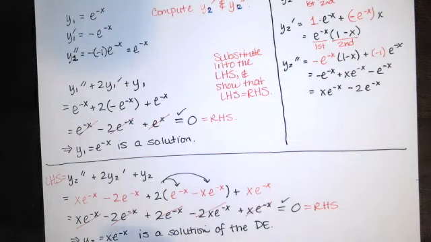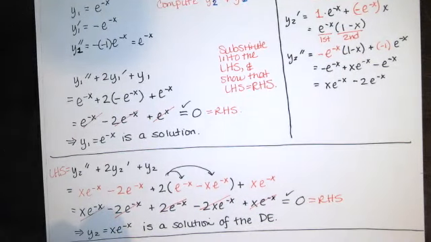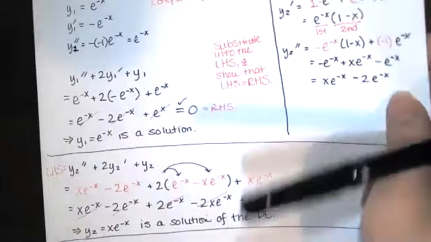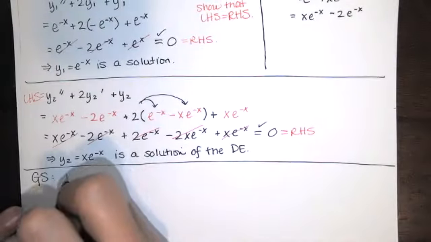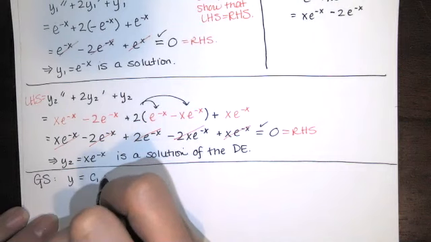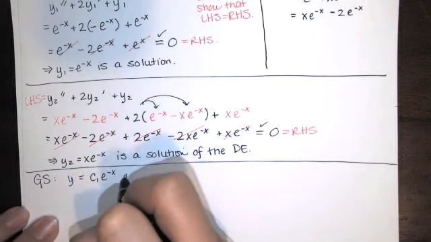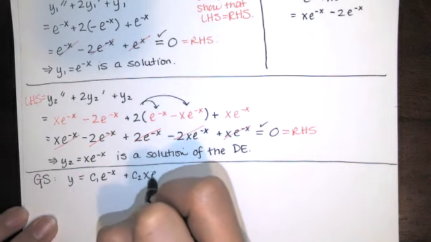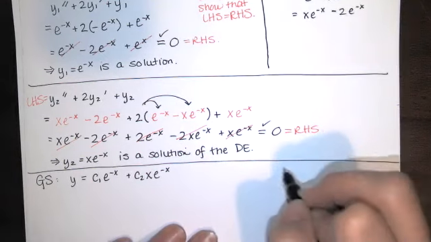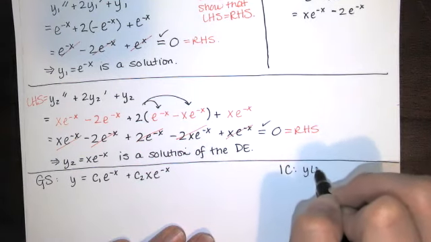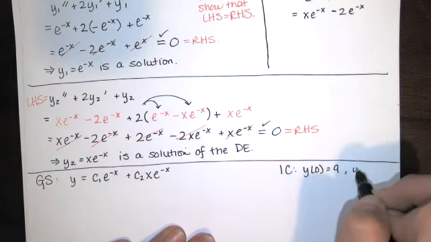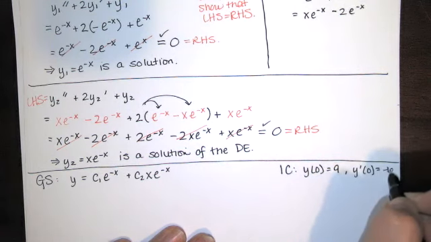So let's write down our general solution. So we have y equals c1 times y1, which is e to the negative x, plus c2 times y2. And here are our initial conditions. We know that y of 0 is supposed to be 9, and y prime of 0 is equal to -6.